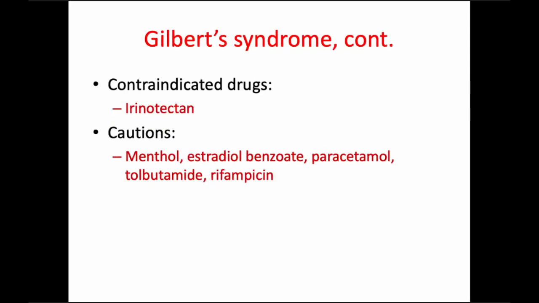Some medications are contraindicated in Gilbert syndrome. There's a medication called irinotecan, which is, I think, a cancer drug. And some medications must be taken with caution, like menthol, which is given in various foods, estradiol benzoate, even paracetamol, tolbutamide, which is an anti-diabetes medication, and rifampicin, which is an anti-TB drug. Those should be avoided if possible in patients known to have Gilbert syndrome. Or if you use them, you should use a reduced dose, for example in the case of paracetamol, you can use 1 tablet 6 hourly rather than 2 tablets 6 hourly.